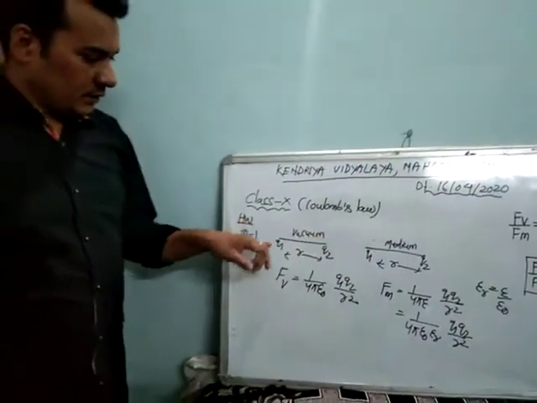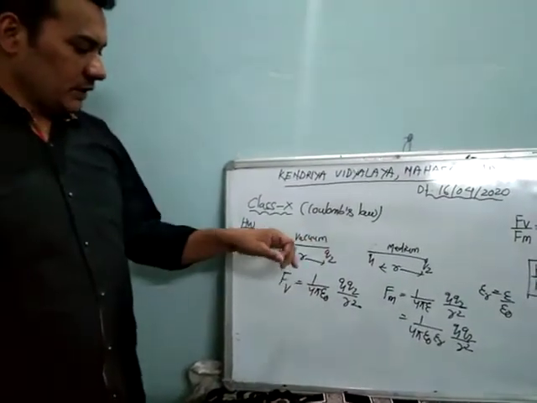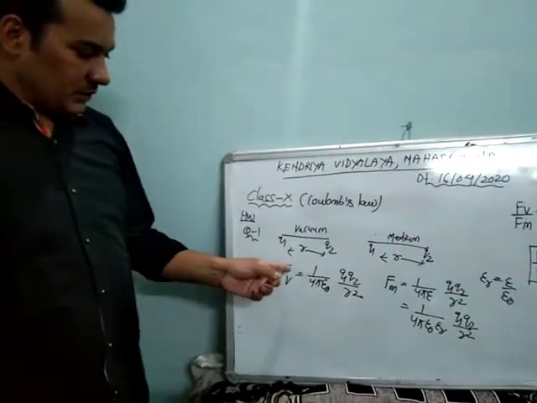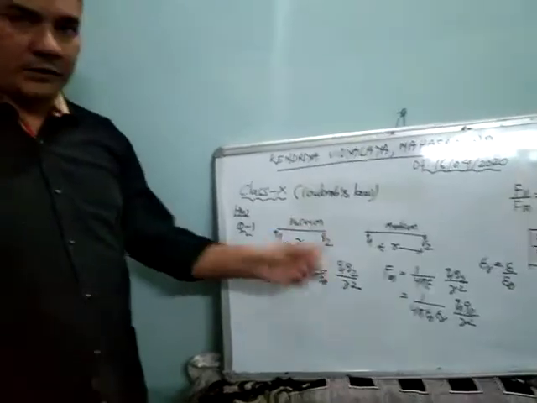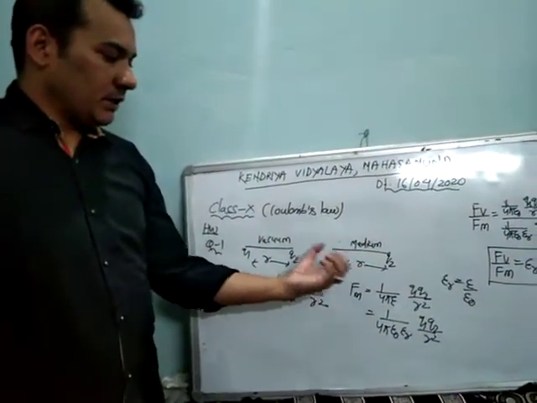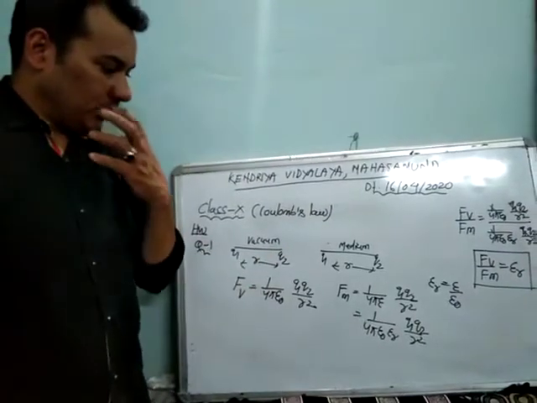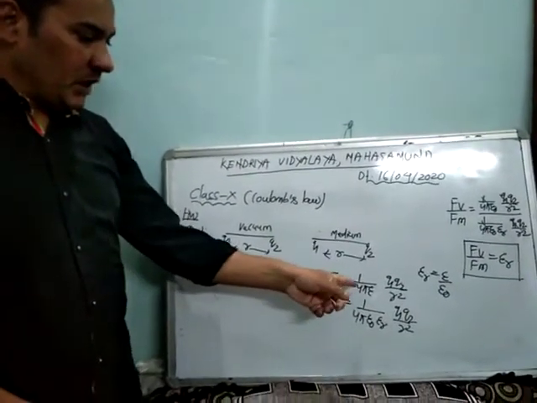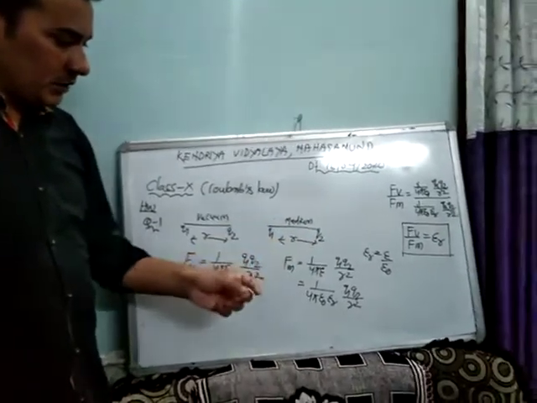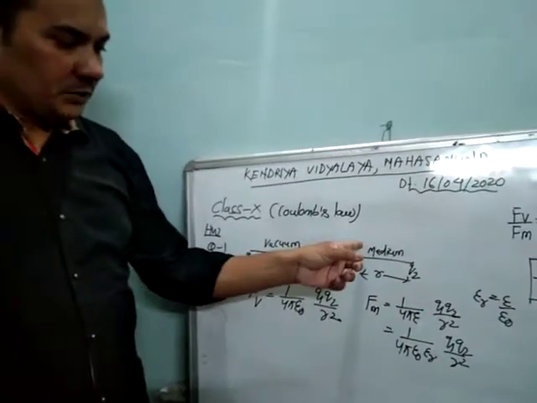This is the answer. Suppose there are two charges Q1 and Q2 separated by distance r in vacuum. Then what will be the force between them? 1 by 4 pi epsilon naught Q1 Q2 by r square. Now suppose the same two charges are separated by the same distance inside a medium, then F medium will be 1 by 4 pi epsilon, in place of epsilon naught there will be epsilon, Q1 Q2 by r square. Epsilon is the permittivity of this medium.